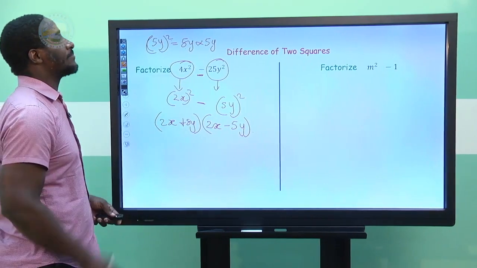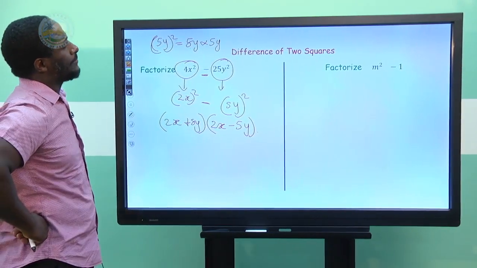Let's look at another example. m squared minus 1.